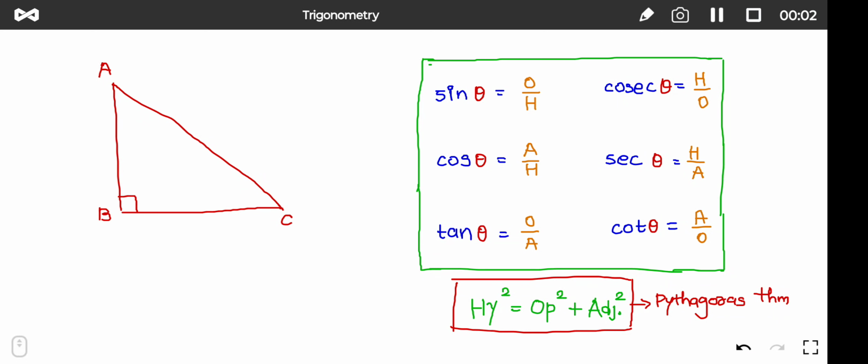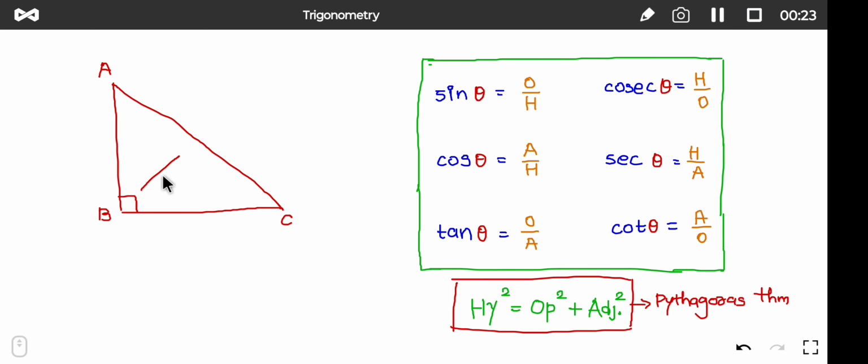Hello everyone. In this class we will see the basic concepts of trigonometry. If one trigonometric ratio is given, then how to find the other ratios, and how to find the third side by using Pythagoras theorem. So whenever you come across a right angle triangle, remember the important things.